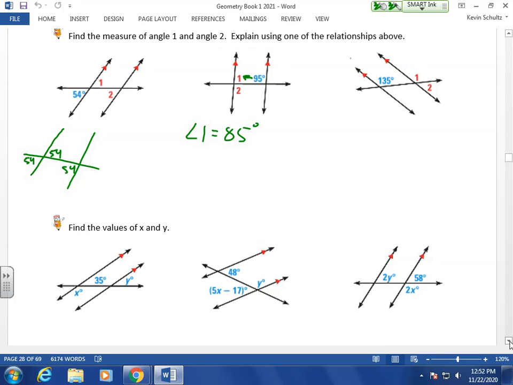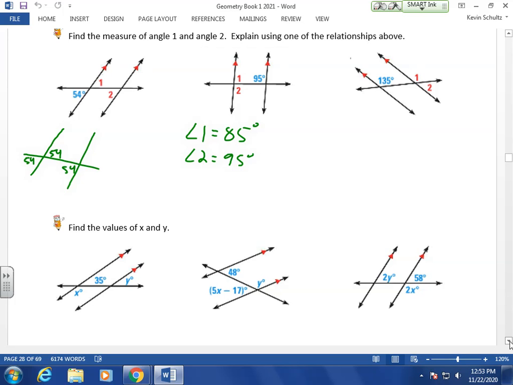Then you could get angle 2 by saying, well, hey, angle 1 and angle 2 make a linear pair, so they add up to 180. They're supplementary, and angle 2 would have to equal 95 degrees.